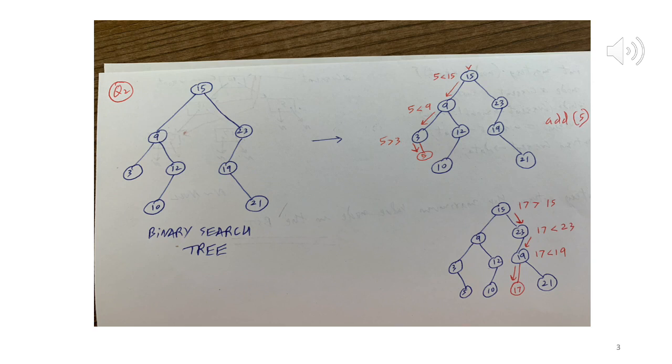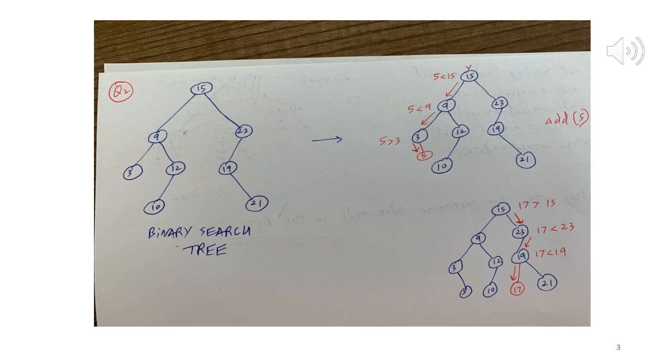Now for node 9, all nodes in the left subtree, we have only 1, 3 is less, and 12 and 10 are more. For 12, 10 is in the left subtree, value is less. For 23, 2 nodes are in the left subtree, both are value smaller. For 19, 1 node is in the right subtree, value is larger. So this is a defining property of binary search tree. So that makes it very convenient and very efficient to add nodes.